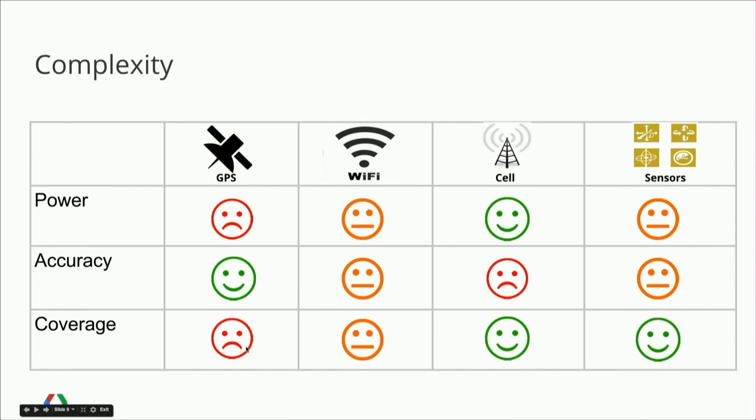Coverage, on the other hand, GPS doesn't work indoors. And given how much time people spend indoors, that's just unacceptable. And as well as that, you have cell, which has great power, because it's basically free, but the accuracy is pretty bad. Think half-a-mile accuracy. And then there's this new kid on the block, sensors, which we'll come back to in a few moments.